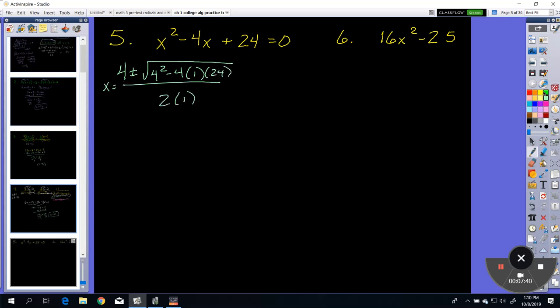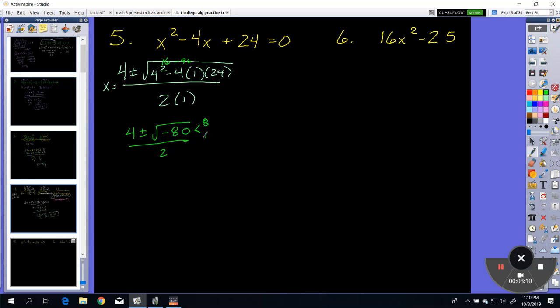So now I look inside the square root. I can type it in my calculator if I want. 4 squared is 16. 4 times 24 is 96. So I get 4 plus or minus the square root of negative 80 all over 2. If it says real solutions, you'd say there are no real solutions, but we're just after all solutions, so you're going to break it down.